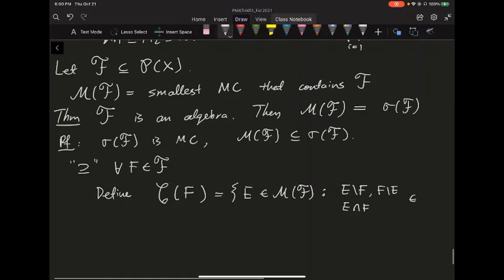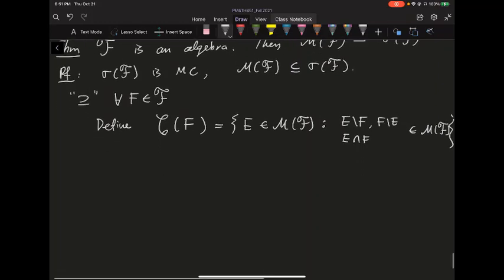All of these three sets are inside the monotone class as well. Why do I care about this? The idea is that the monotone class, by definition, only behaves well under increasing or decreasing chains. It doesn't behave very well under union, set difference, or complement. So if you want to show M of F is a sigma algebra, you want to see whether it's closed under countable union, or at least under finite union and finite set difference. That's the idea behind this C of F.